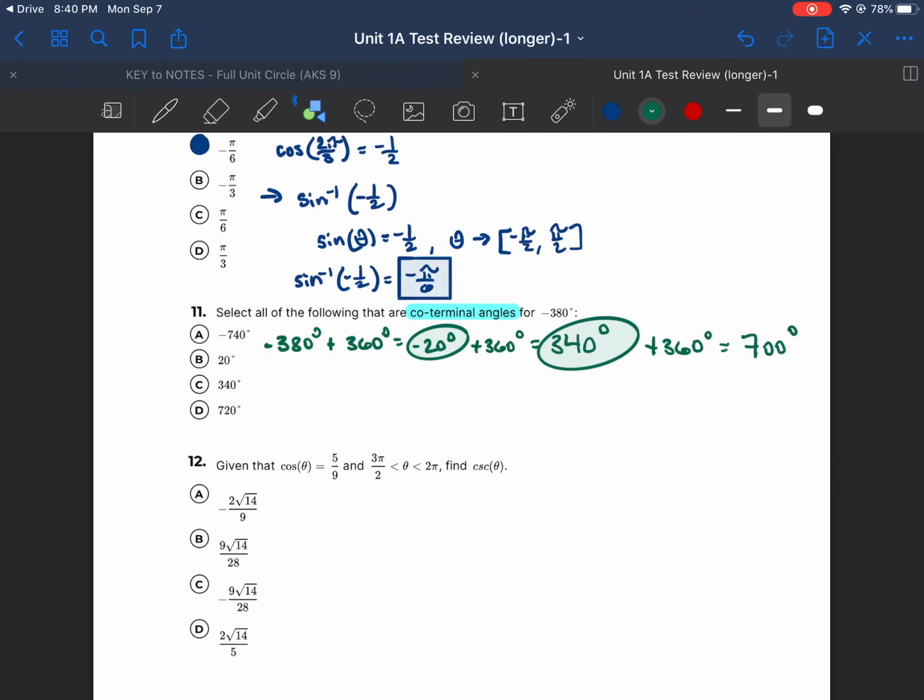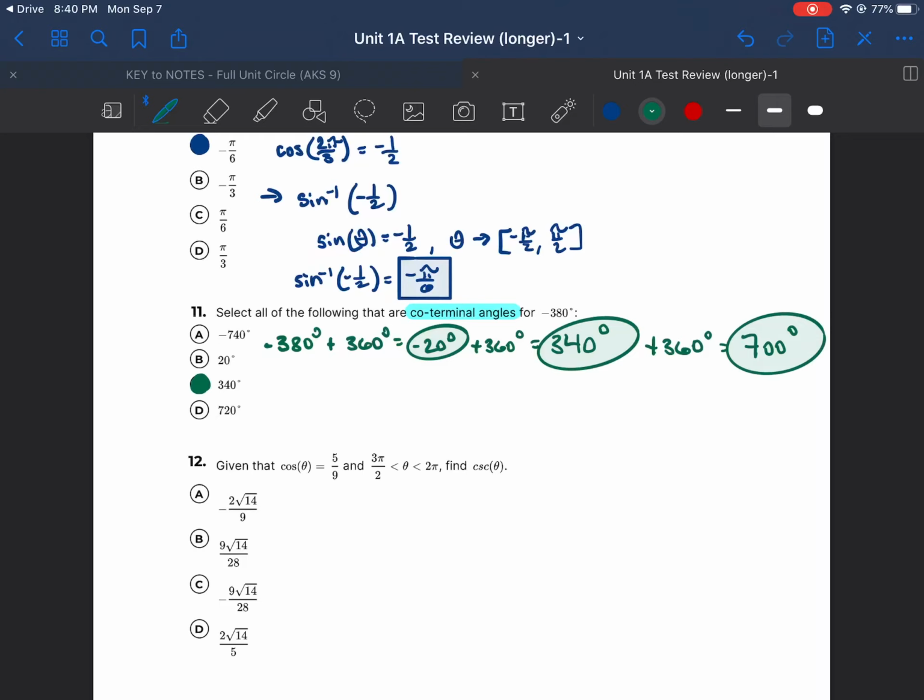Equals 700 degrees. And I'm going to stop adding 360 right there because I know that if I add another 360 degrees, I'm going to be up in the thousands, and none of my answer choices are that high. So notice that negative 20 degrees is not present, 340 degrees is present, and 700 degrees is not present.